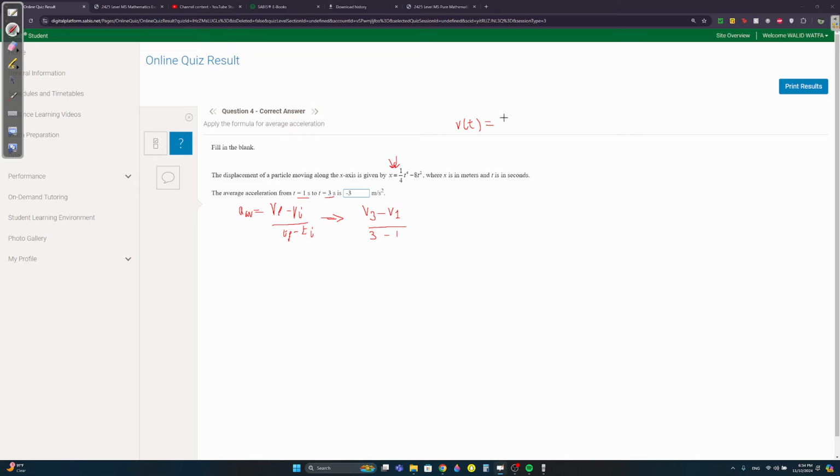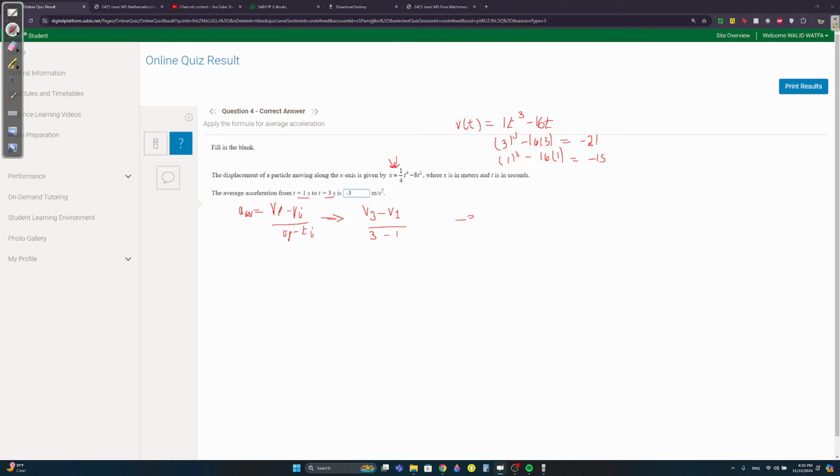So 4 times 1 over 4 will be 1, and then reduce the power by 1, t cubed. 2 times minus 8 is minus 16. Reduce the power by 1, t. So we want v at 3 and v at 1. Substitute t with 3, substitute t with 1. So first, 3 cubed minus 16 times 3. You get, it should be a negative answer. 27 minus 48, it's minus 21. And 1 cubed minus 16 times 1, 1 minus 16, minus 15.